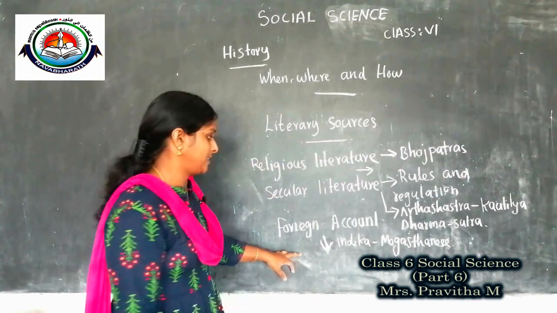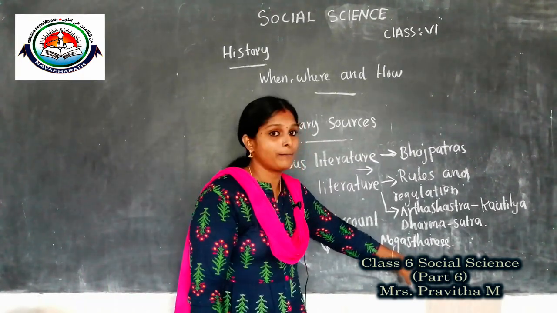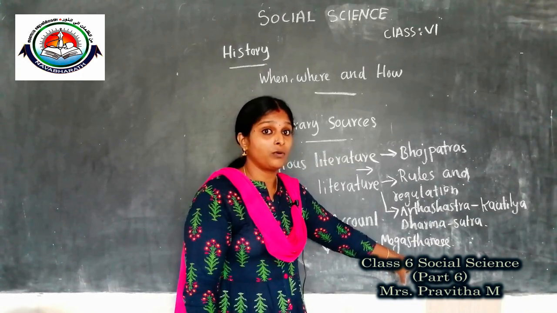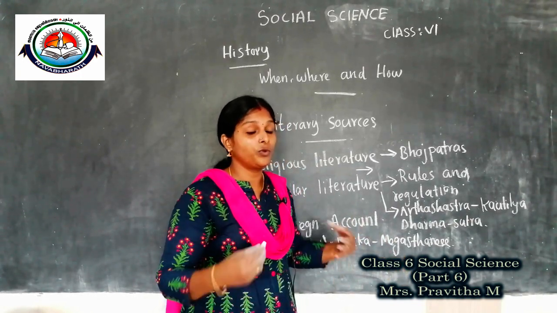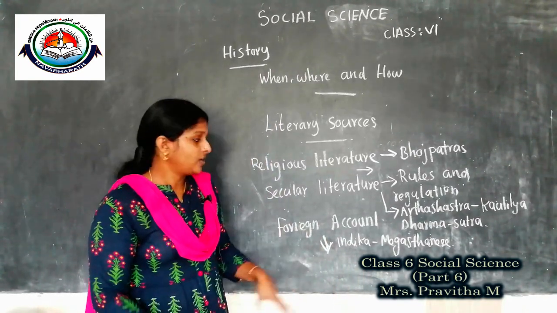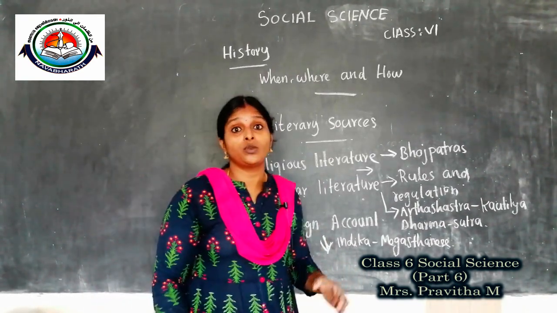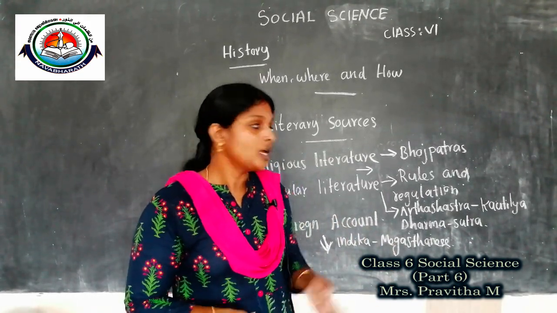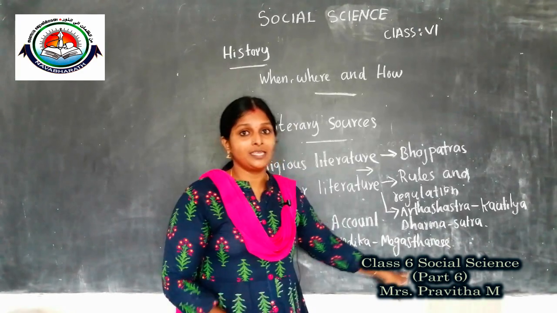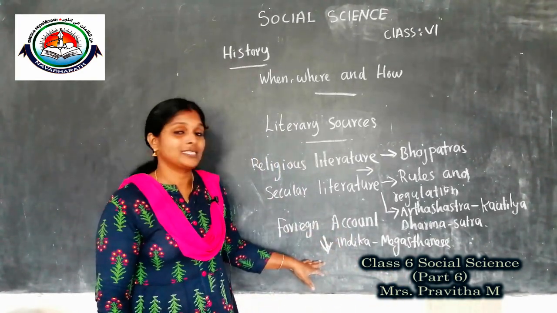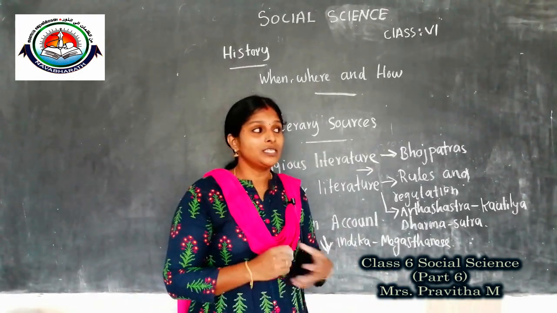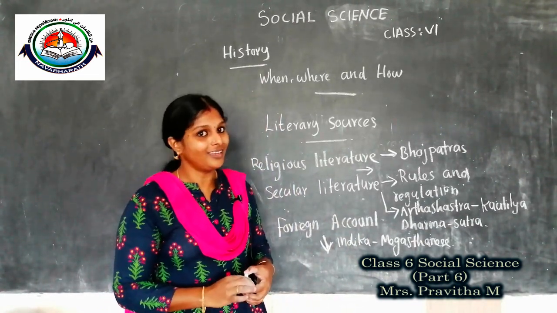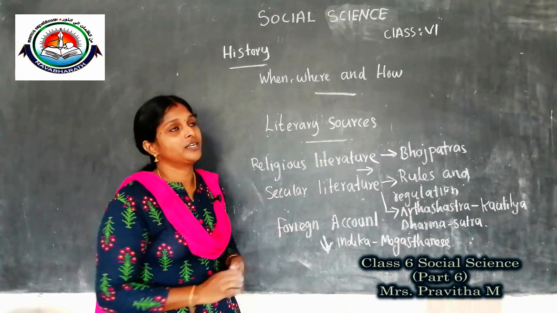Indica was written by Megasthenes. He was an ambassador in Chandragupta Maurya's court, and he wrote about everything happening in the Mauryan Empire. So that is an important source for historians writing about the Mauryan period. Clear, children? So Indica by Megasthenes is another important example of a foreign account, helping historians write history.